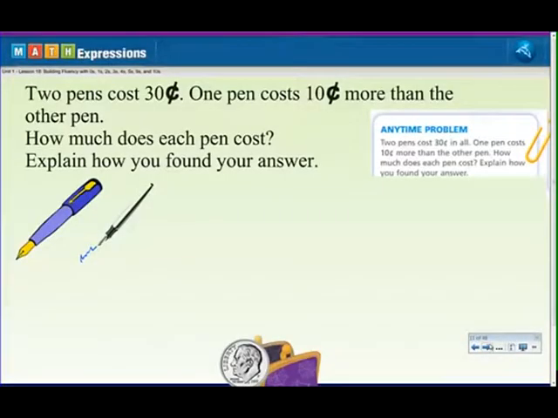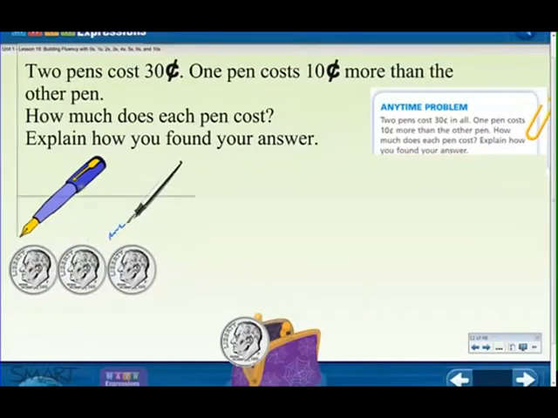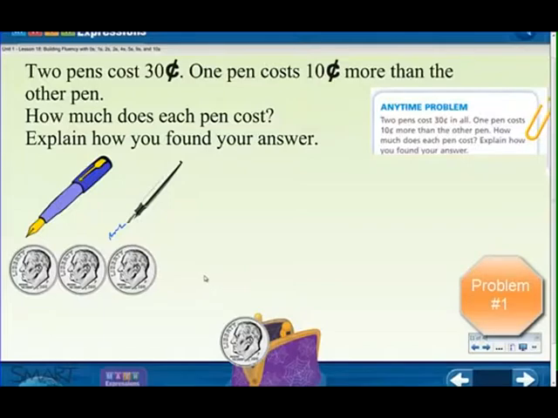Here's our first problem. So this is problem number 1. 2 pens cost 30 cents. 1 pen costs 10 cents more than the other pen. How much does each pen cost? So we've got 30 cents total. We've got 2 pens. We've got to decide how much each pen costs. You need to explain how you found your answer to the rest of your group. Make sure you draw a picture of at least the dimes so you can show where you divided them up. Problem number 1. Let's do some practice now.